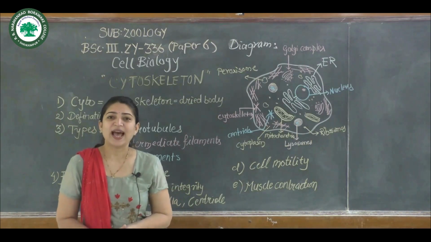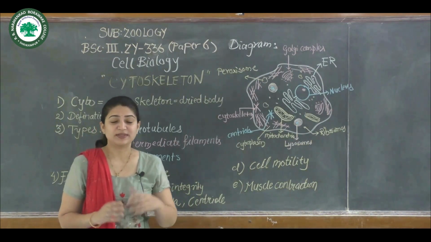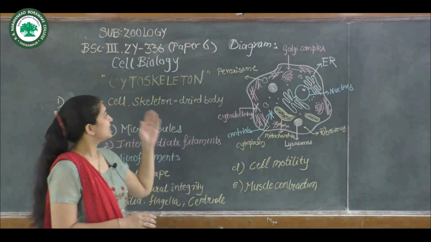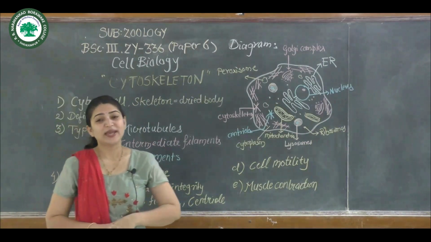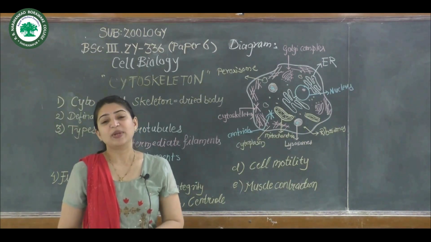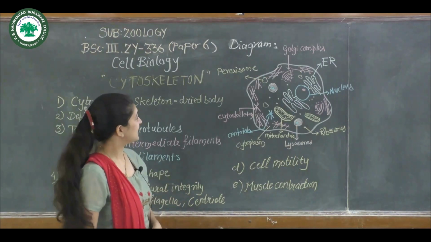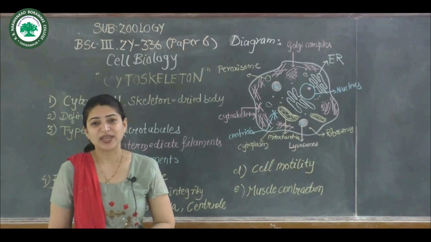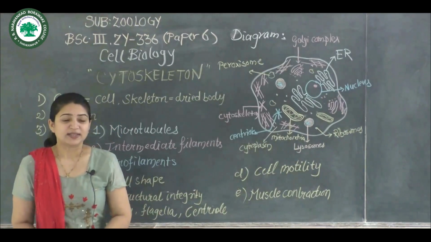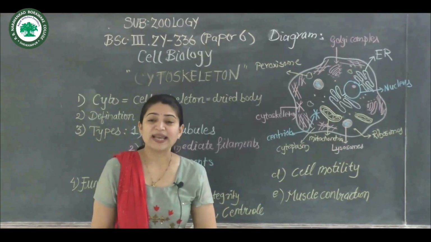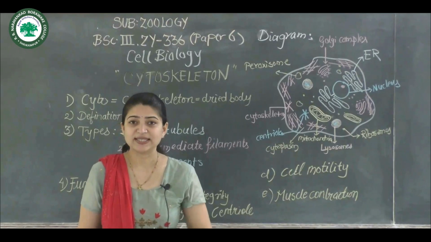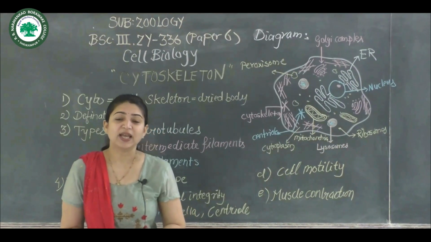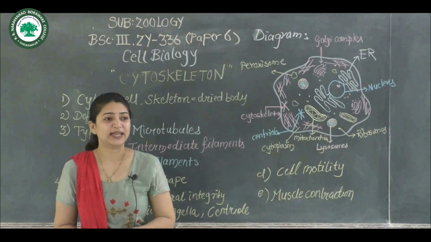Today I am going to discuss the topic called cytoskeleton. This topic belongs to ZY336, that is paper number 6 for the BSc 3rd year students. This paper is called cell biology. In cell biology, we are going to study a unit called cytoskeleton.